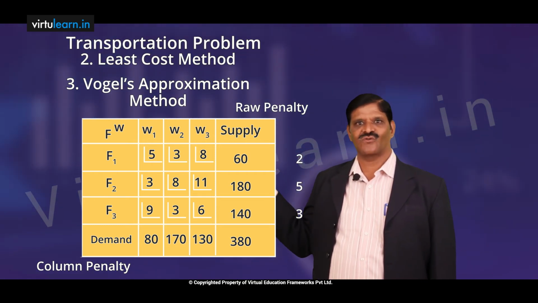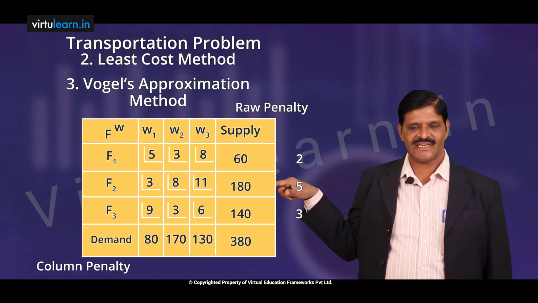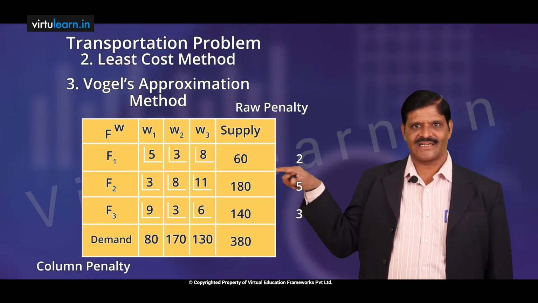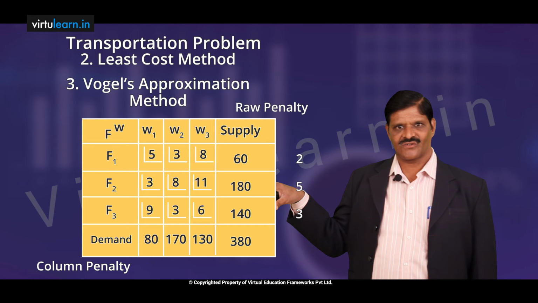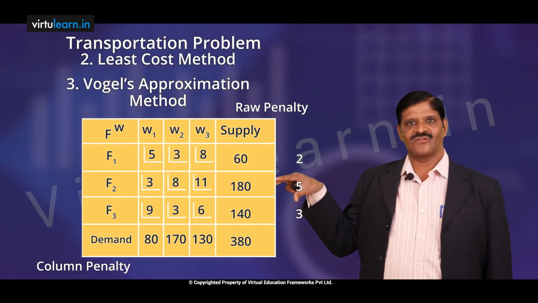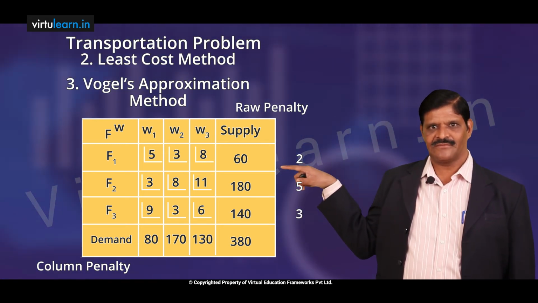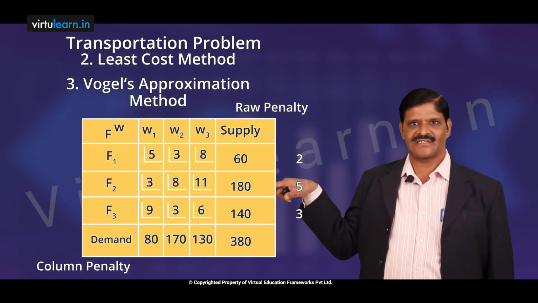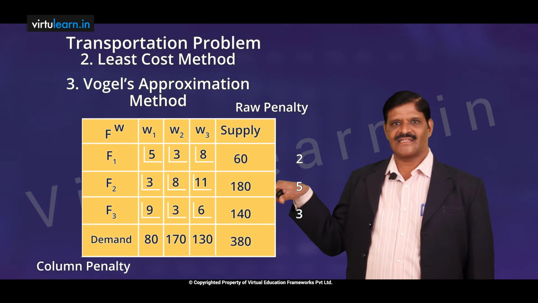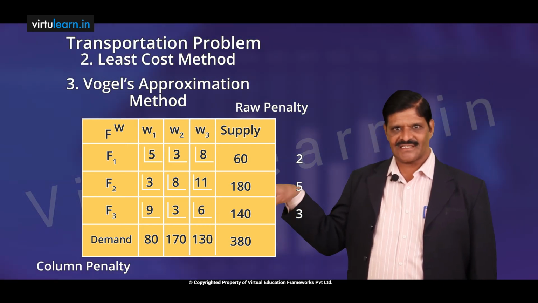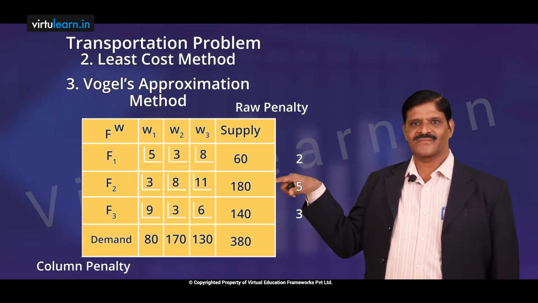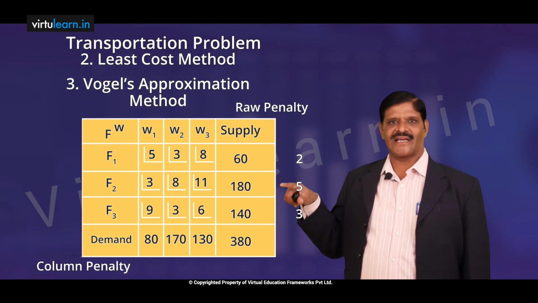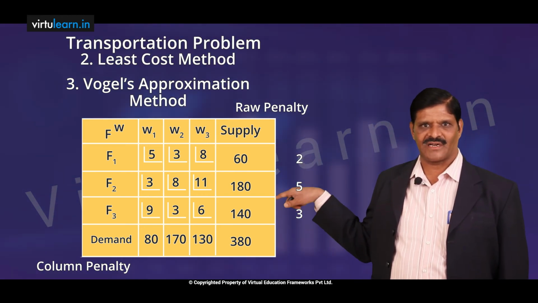Then we go to the next row and check the lowest cost and the next lowest cost, and take the difference between those two. If both are equal, the difference is 0, so we write down 0. And if there is a difference, let us say 3 and 4 are there, then the lowest is 3, the next lowest is 4, the difference is 1, and we write that down. Likewise, we write row penalties for all the rows.